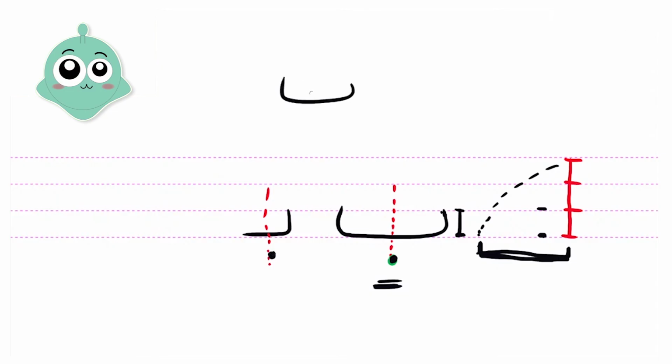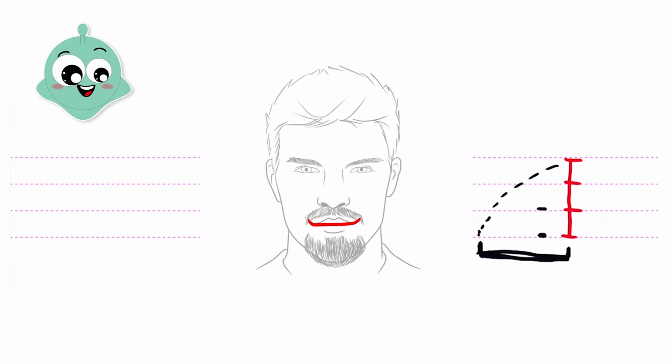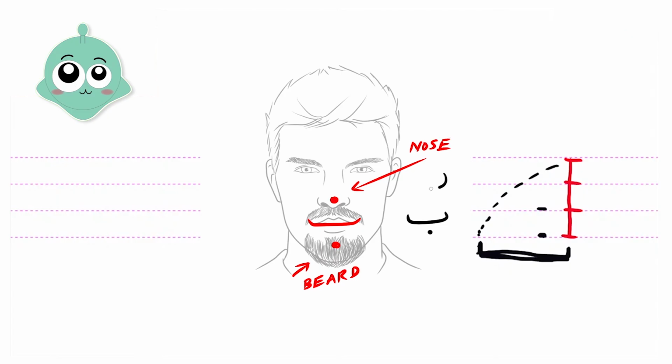Sometimes there is a confusion between the dot of the letter ba and the dot of the letter noon. The question is, which one is placed above and which one is placed below? There is a very easy trick to remember it. Just imagine that the line of the mouth is the body of the letter. From there, the dot for the letter ba will go to the beard, with the letter B. Beard. B. Ba. And if it's noon, it would go up to the nose, with the letter N. Nose. N. Noon.